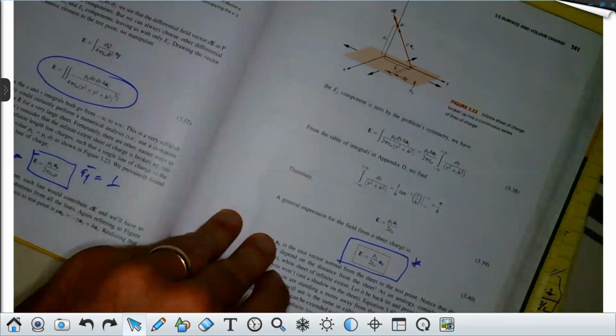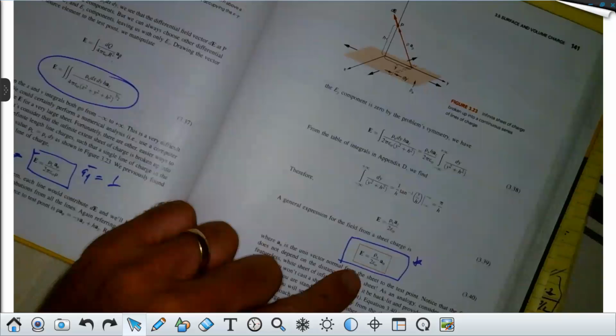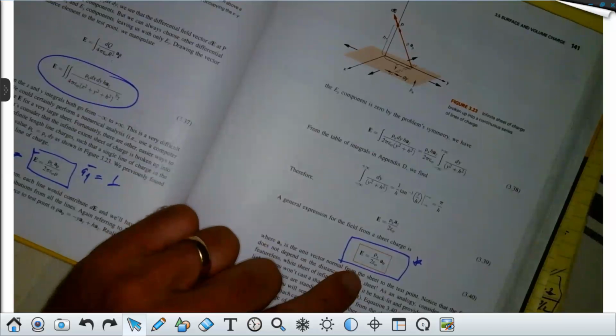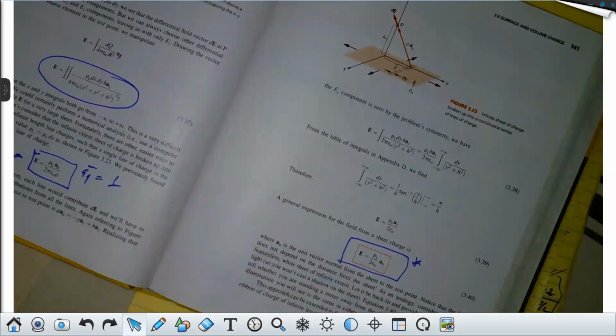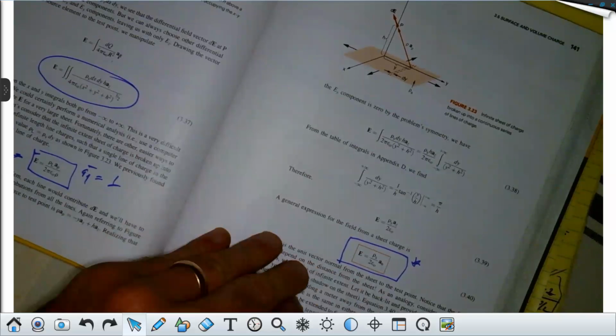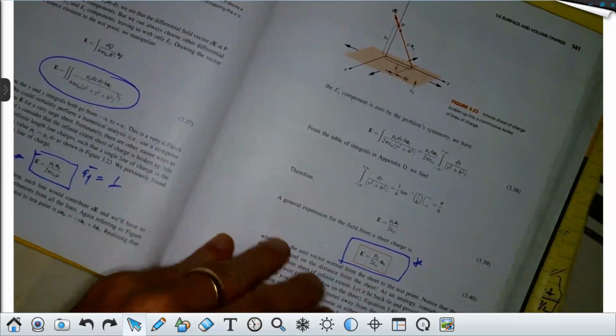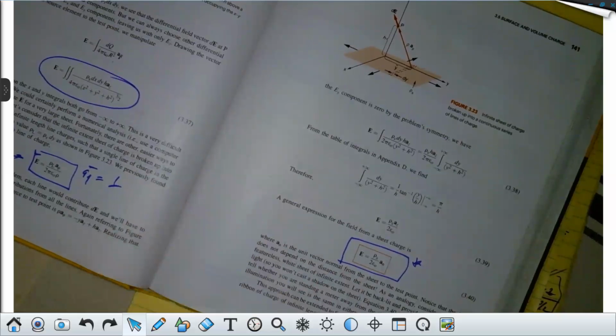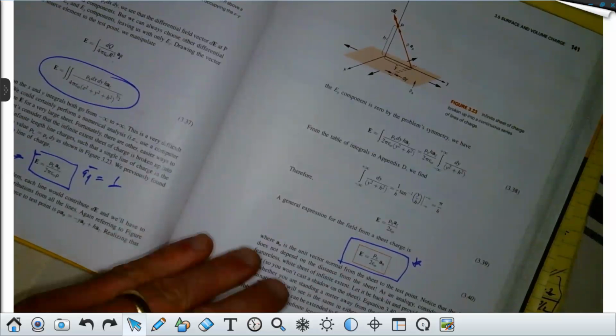Y'all see that, class? The thing to take from an infinite surface of charge is that the electric field magnitude never changes, only the direction changes. It will always be perpendicular to the actual plane of the charge. If you're above it, it's pointing up. If you're below it, it's pointing down. And if it was negative charge, if you were above it, it would be pointing down, and below it, pointing up. And that's just the way it is.